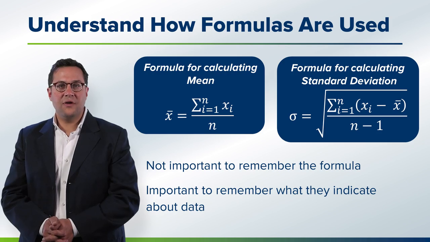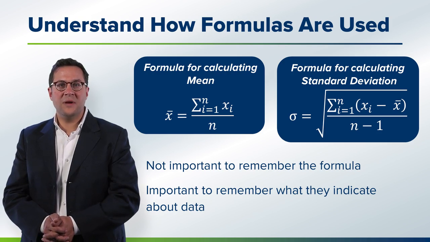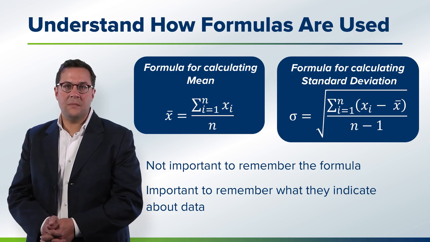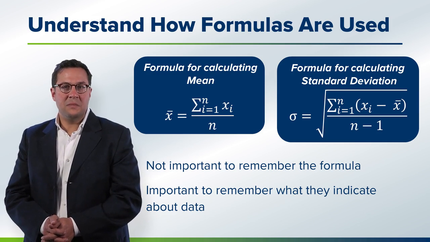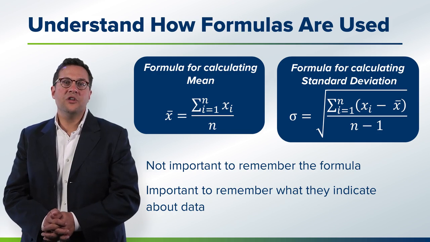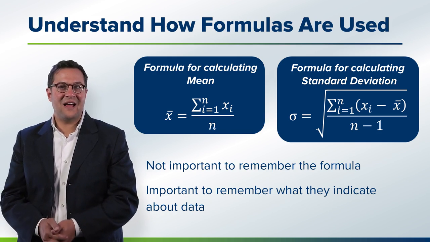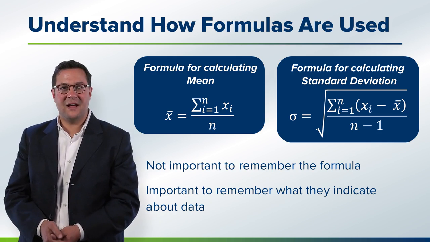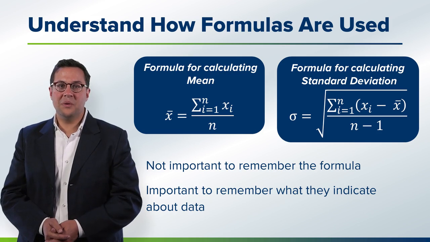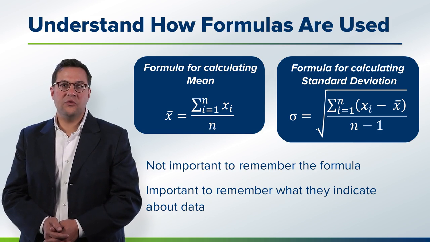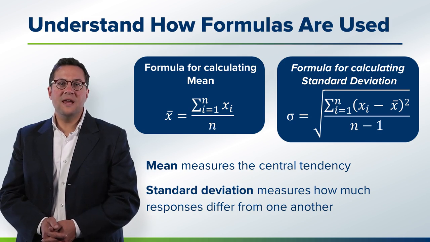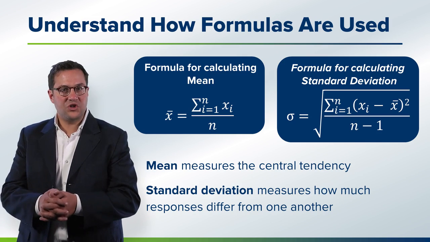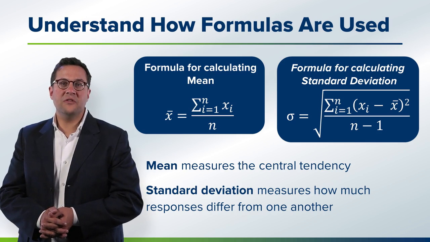These formulas are very useful in order to compare similar brands or competing brands because that will give you a sense of understanding how different the brands are in the mind of customers. Don't worry. More often than not, these formulas, the mean and the standard deviation, are already included in software such as Excel, MATLAB, or SPSS, SAS, Stata, Qualtrics, and so on. So you don't have to remember these formulas. What is more important is to understand what these formulas tell you about the data. Again, the mean is a measure of central tendency, and the standard deviation gives you a sense of how much the responses differ from one another.